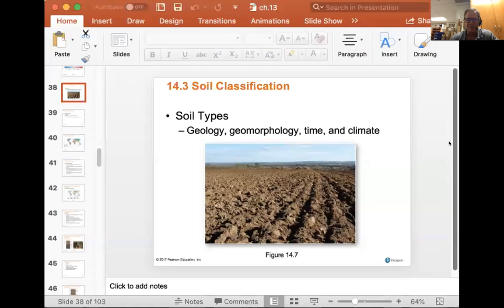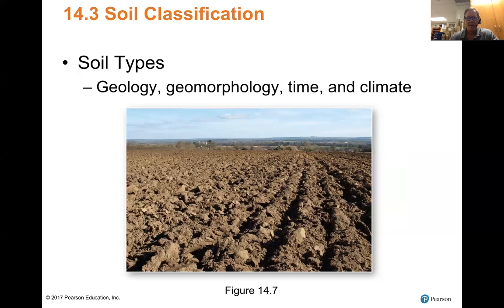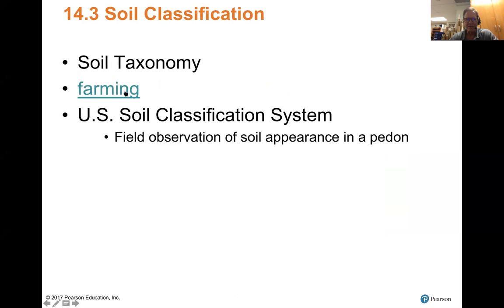Okay, so let's look at soil classification, and it's based on all these components that we talked about previously, and then you can divide the world up into these different regions based on the soil type. And again, it's related to all these things: the geology, geomorphology, time, and climate, and that can affect the type of soil that you have in different parts of the world. Now, we call this soil taxonomy, where you create these different classes of soil.